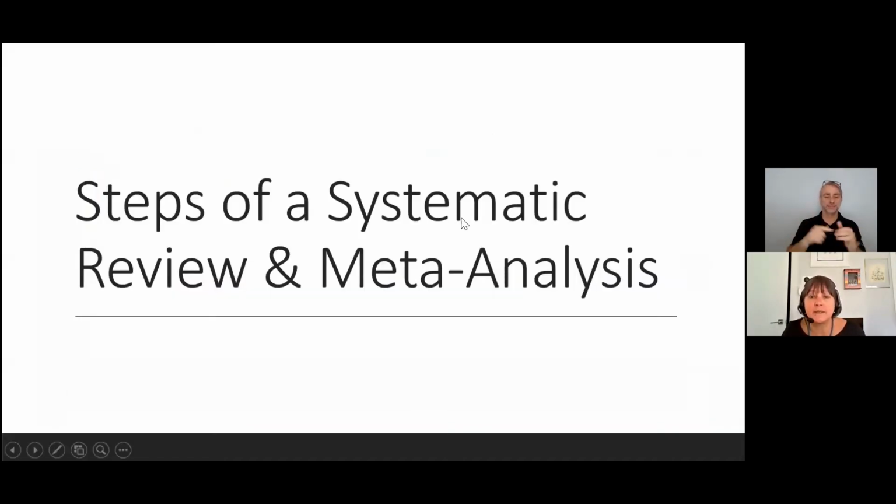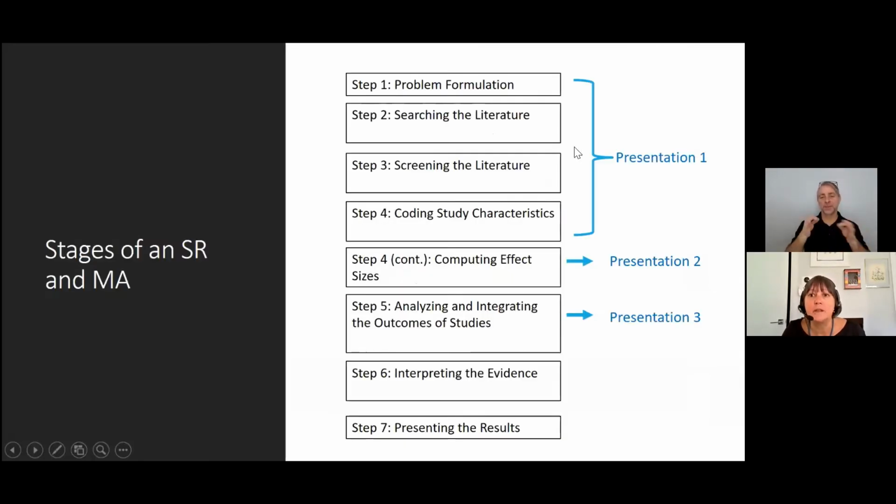Let's talk a little bit about the steps of a systematic review. These steps come right from work by Harris Cooper, and you can see that we start out, as we do in any empirical study, with problem formulation, formulating a question for a systematic review and meta-analysis. Our second stage is then searching the literature, finding studies that are relevant to our research question. Then we need to screen the literature. We need to look through our literature search to find the studies that are in fact relevant for our particular question. The next stage is coding study characteristics.